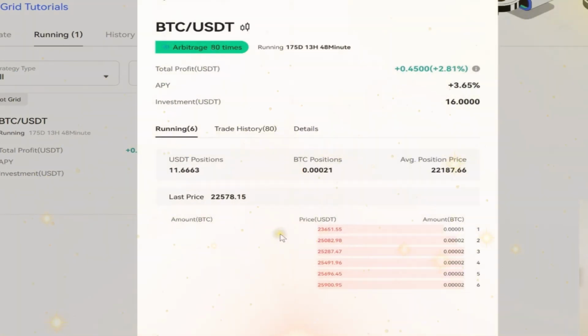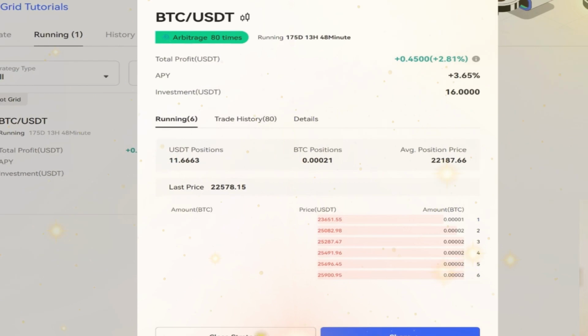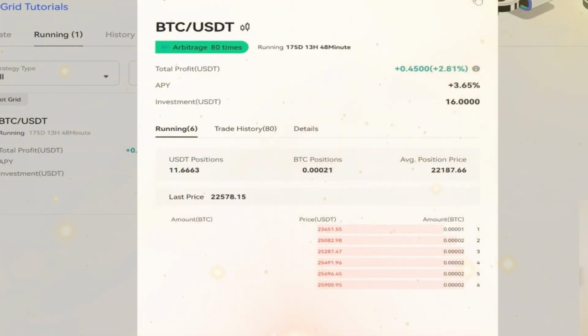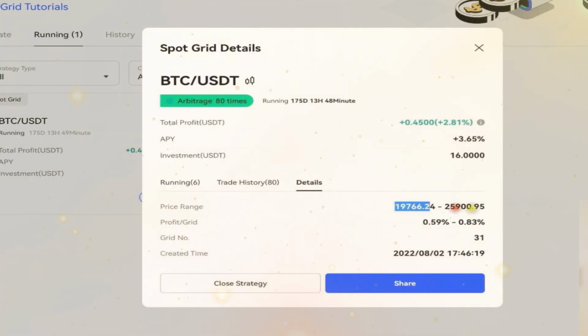And you can also understand which are the running positions that this bot has in the market. You can close the strategy if you want to close it, or you can keep it open until one of these parameters, $19,000 and $20,000, is broken.